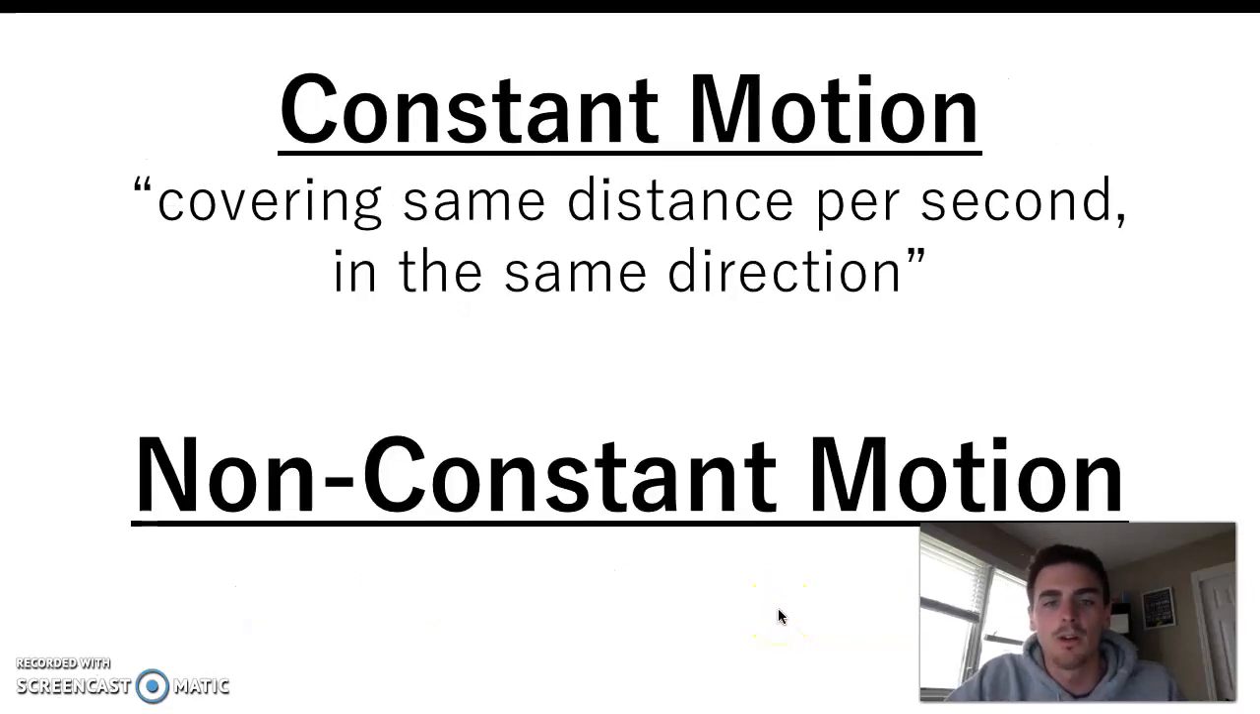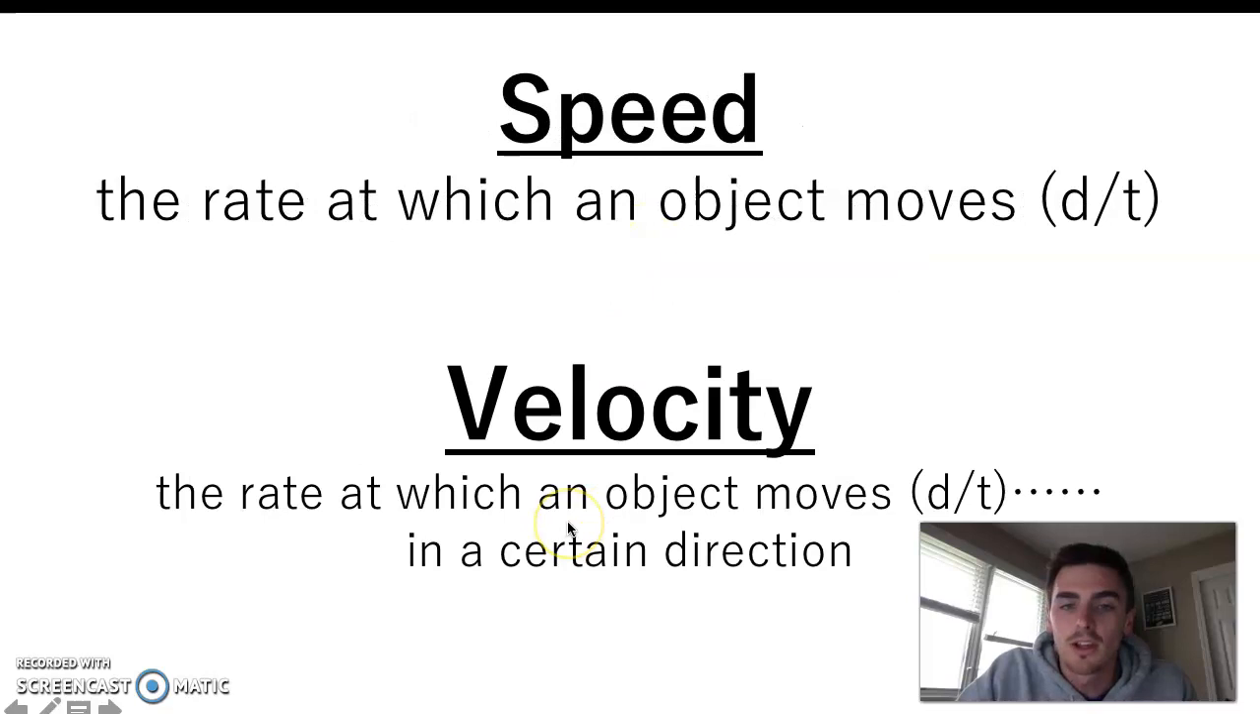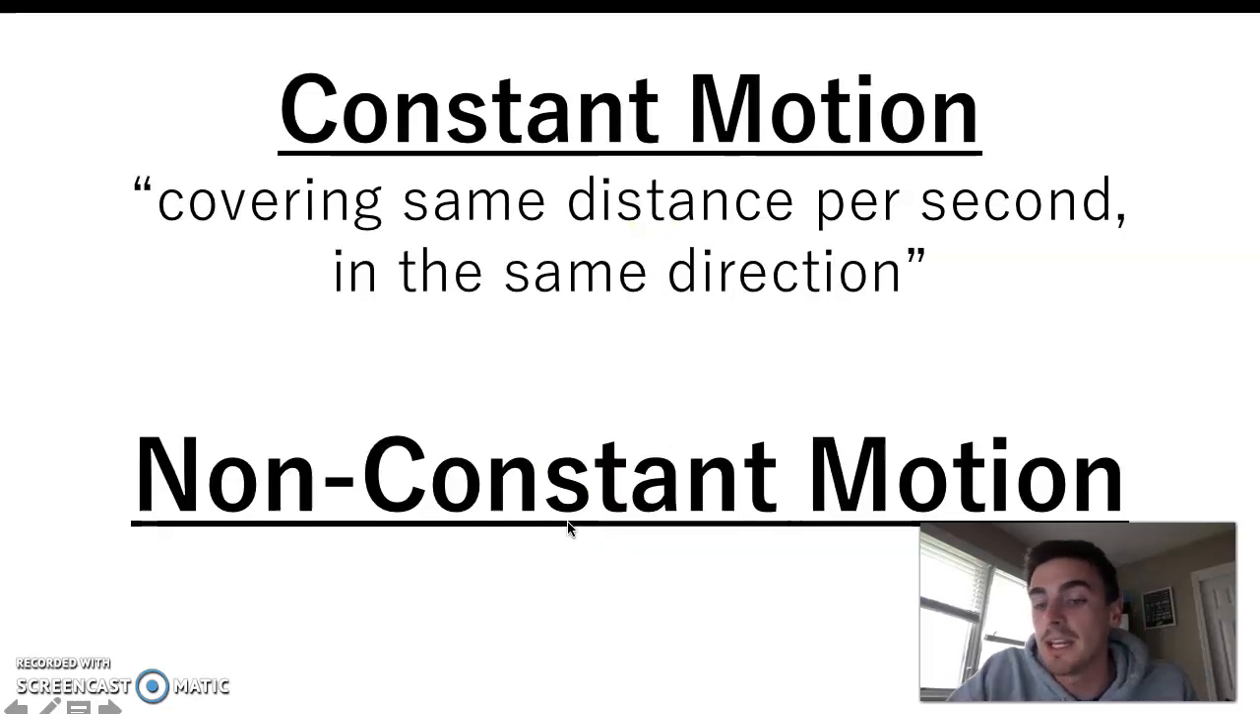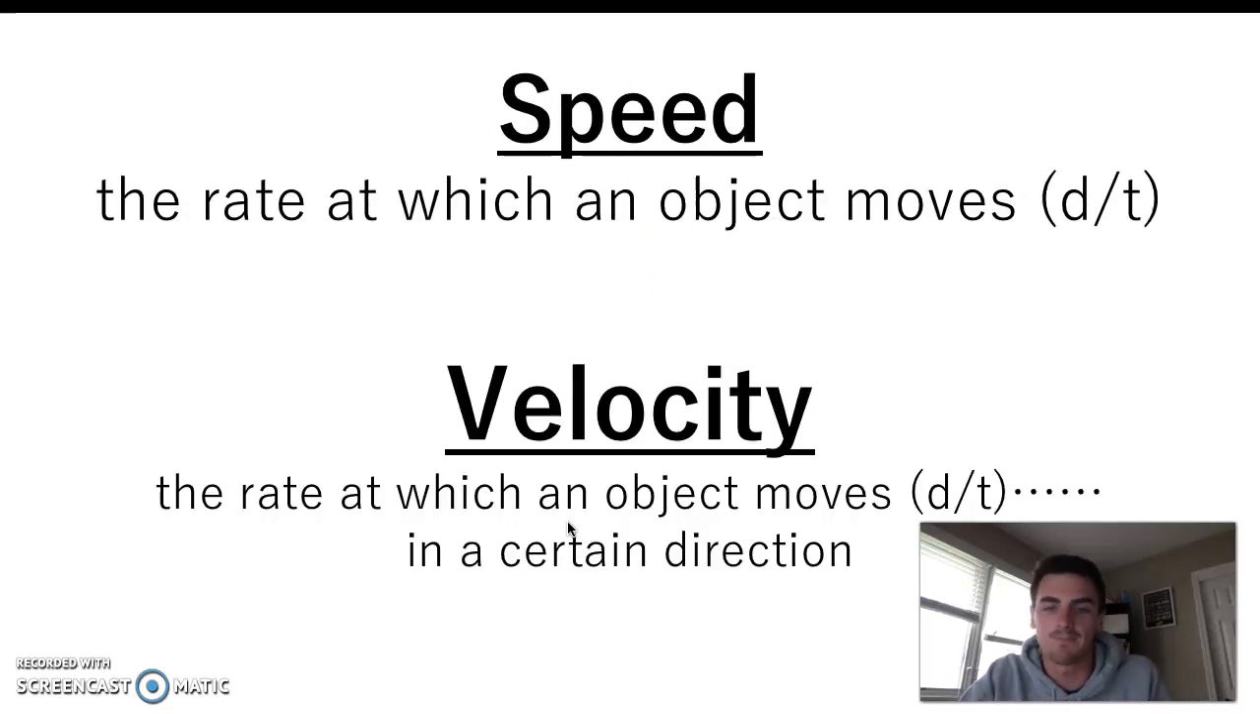Just to review, constant motion is when, like our last part of our chapter, if I'm going 3 meters per second, in the next part I'm still going 3 meters per second, and I'm still going 3 meters per second in the same direction. It's not changing, which is why we call it constant. The opposite of this is called non-constant motion, and it is the exact opposite. So what that really means is we're not covering the same distance. You guys oftentimes know this as speeding up or slowing down, and we'll talk about that.